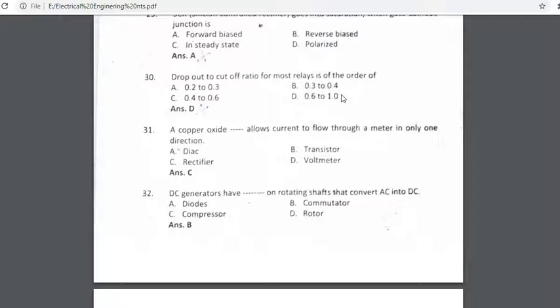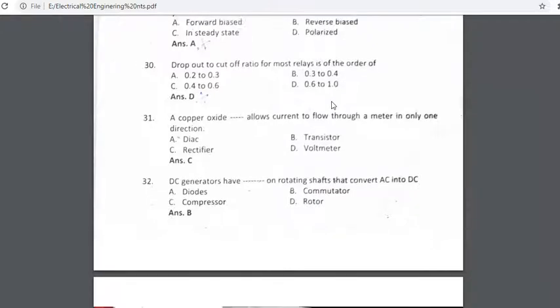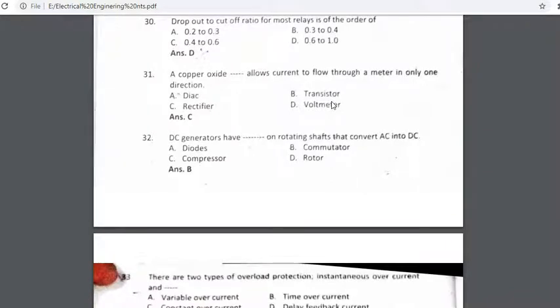The dropout to cutoff ratio of most relays is in the order of 0.6 to 1.0. The copper oxide allows current to flow through the meter in only one direction, which is a rectifier. A rectifier will not allow the current to flow in the other direction.